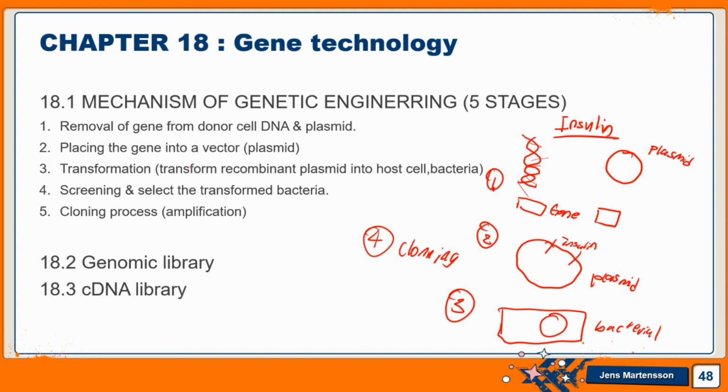Okay, and this chapter is very important because it has already come out 4 times in essay, including 2020. Genetic engineering, 4 times already. And genomic library came out 1 time in essay. And not only 4 times in essay, 1 time in structure. A structure question has come out 1 time. So very important, right? So you have to know.